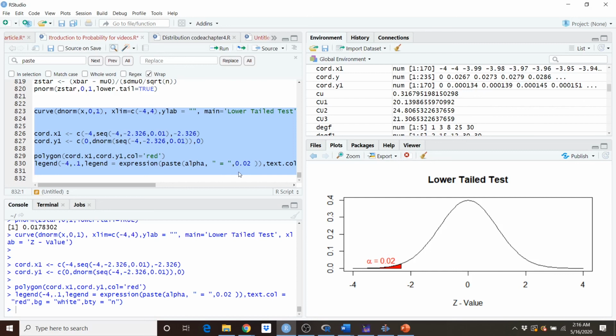Okay, that's it for this video. In the next video, we will begin looking at confidence intervals and hypothesis tests for means when we have unknown population standard deviation, and then we'll move on to paired t-tests.